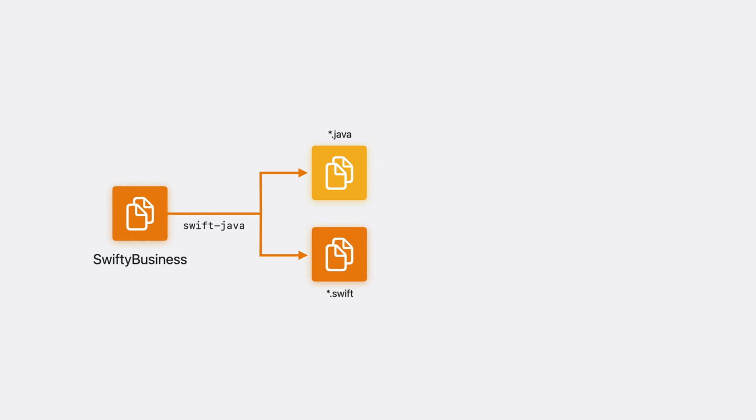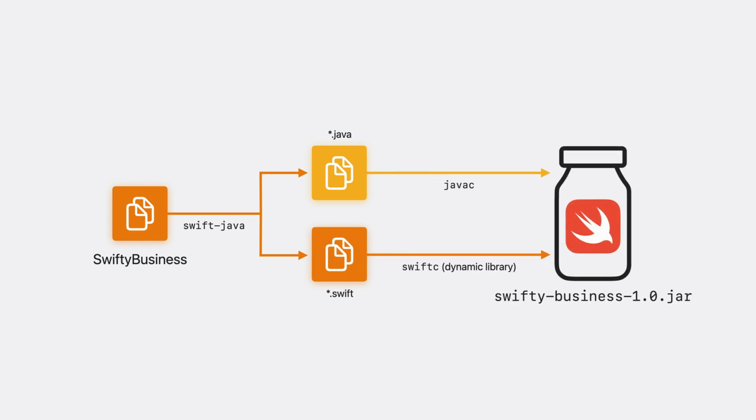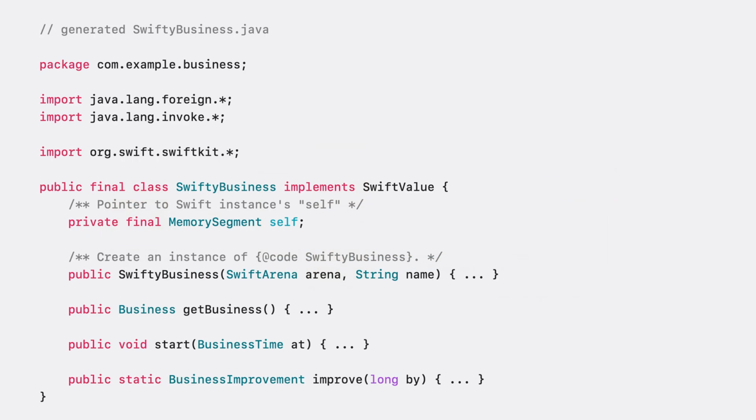The tool will then take all sources from the input path and generate Java classes which serve as accessors for the Swift types and functions. We will also generate some necessary Swift helper code. Finally, everything, including the Swift code built as a dynamic library, will be compiled and packaged up into a Java library. The generated Java class will look something like this.